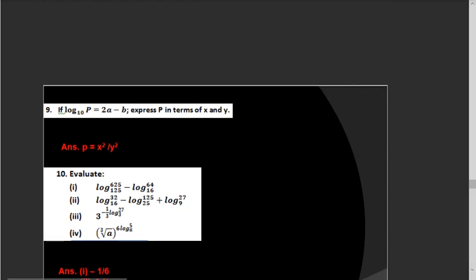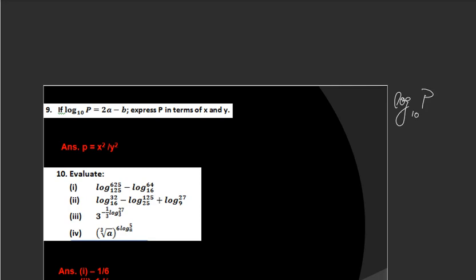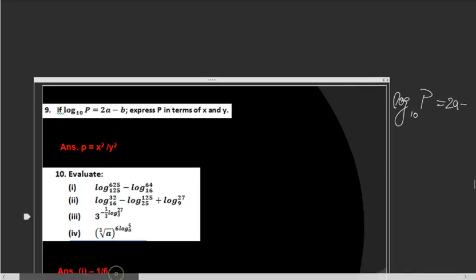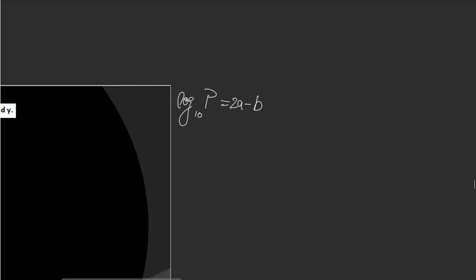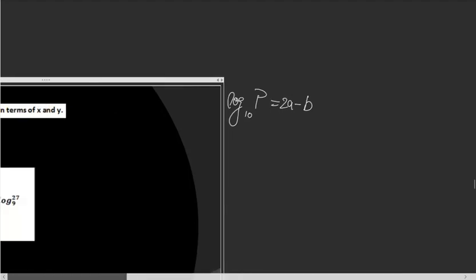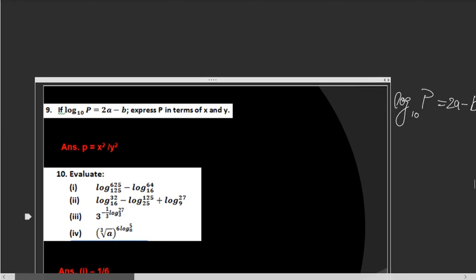Okay, the first question. If log of p to the base 10 is equal to 2a minus b. Okay, let me write it here. Log of p to the base 10 is equal to 2a minus b. Right? Express p in terms of x and y.